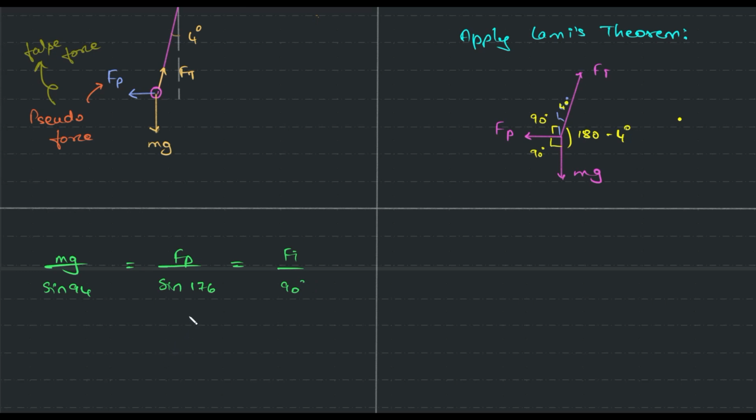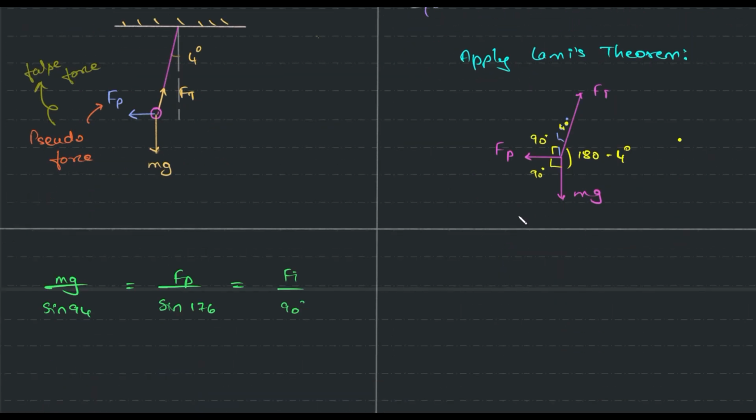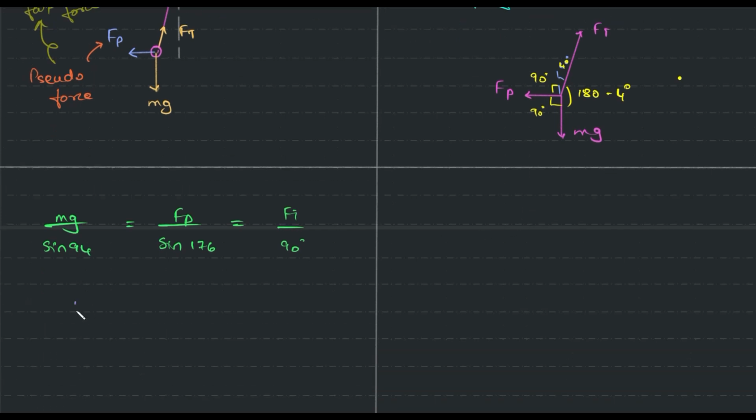Okay, so we are looking at fp because fp will lead us to the car's acceleration, right? As the bob is stationary, we can assume a pseudo force that acts opposite direction of the acceleration of the car, which helps us and so on, right? So basically we are looking at fp. So fp is equal to mg by sine 94 into sine 176. This is from the first and second expression.